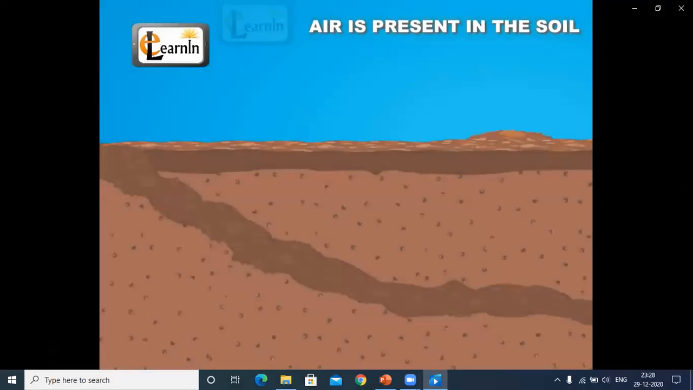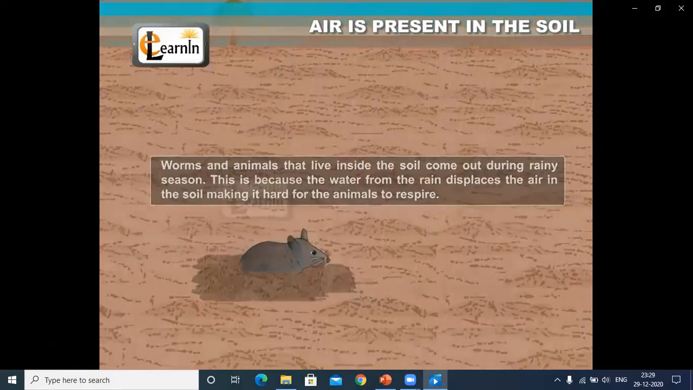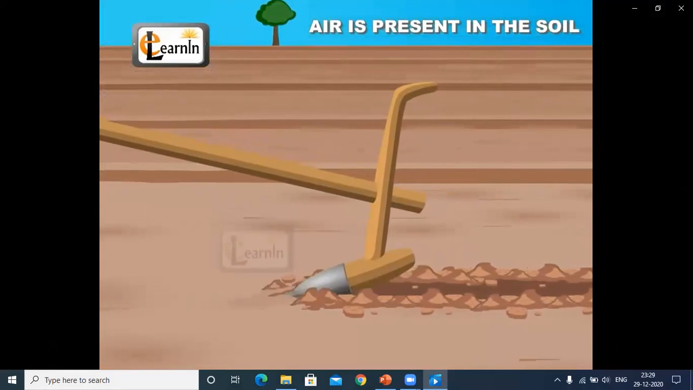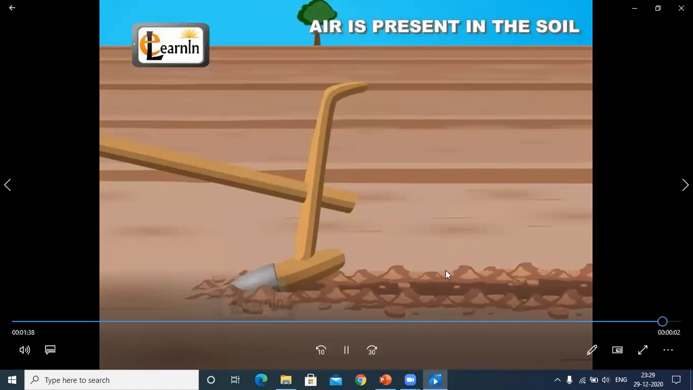It has been observed that a lot of worms and animals that live inside the soil come out during the rainy season. This is because the water from the rain displaces the air in the soil, making it hard for the animals to respire. Soil is thoroughly ploughed before the cultivation of crops so that there is always a steady flow of nutrients, water, and air.